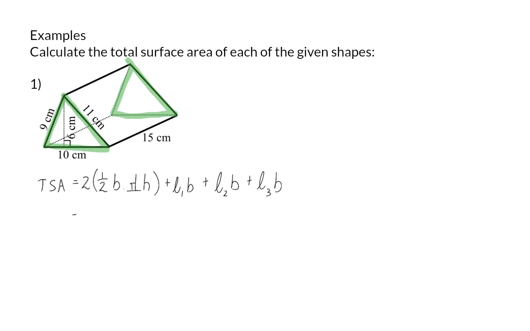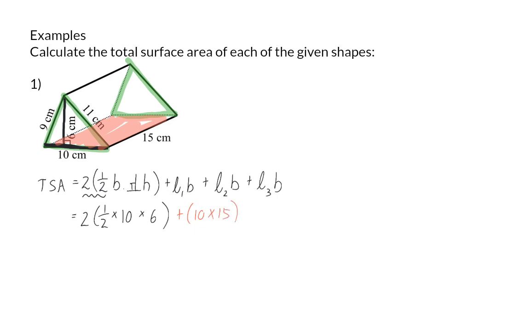You can of course choose to simplify the 2 times a half in your next step, and now I'm going to substitute the base and height of the triangle. This triangle's base side is 10 and its perpendicular height 6, which I'm going to substitute into the formula. Next, I'm going to determine the area of the rectangle at the bottom. This bottom rectangle has a length of 10 and a breadth of 15, so my area will be 10 times 15.